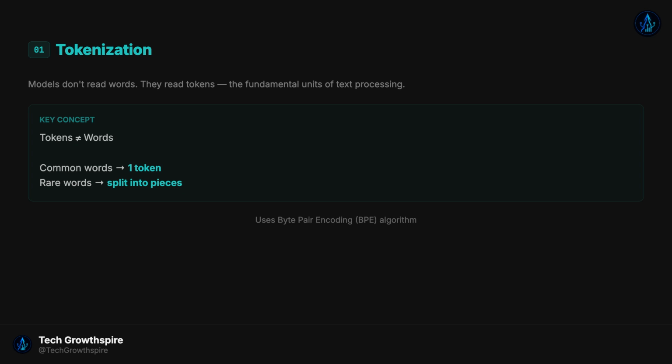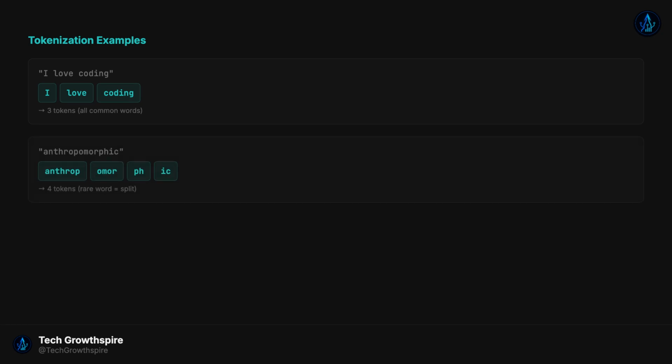But rare or complex words get split into smaller pieces called subwords. The word anthropomorphic might become 4 tokens: anthrop, omer, ph, ic. The word unhappiness becomes un and happiness. This splitting uses an algorithm called Byte Pair Encoding, or BPE.